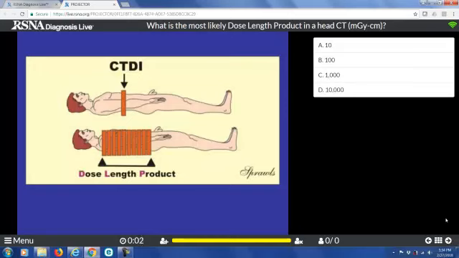What is the most likely dose length product in a head CT? 10, 100, 1,000 or 10,000? You should be looking at these numbers on a routine basis. At the end of every CT examination, there's a dose summary sheet. Pause your WebEx recordings, your video recordings, till you have figured out what you think is a reasonable answer.